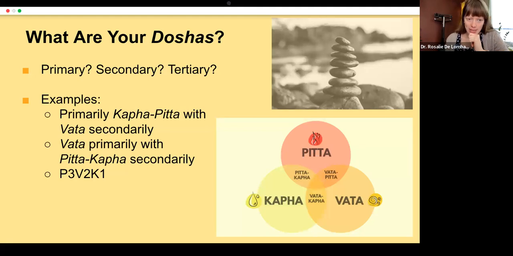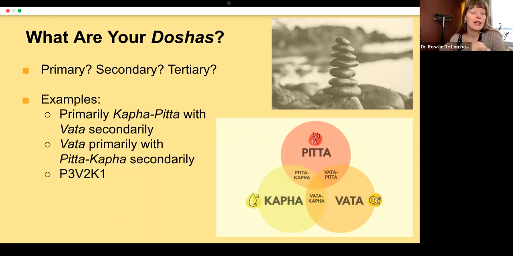So I've got some examples here. Primarily, we could think about a Kapha Pitta person with Vata secondarily, right? They're heavy and fiery, but have Vata much subdued in comparison. Another type of person might be monodoshic, right? They start with Vata primary, and then the other two take a secondary role, okay? And then this third example is just another way to put into writing this concept. So Pitta 3, Vata 2, Kapha 1.